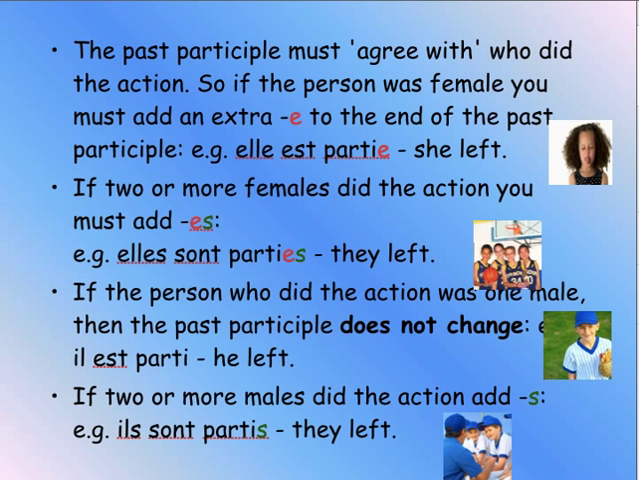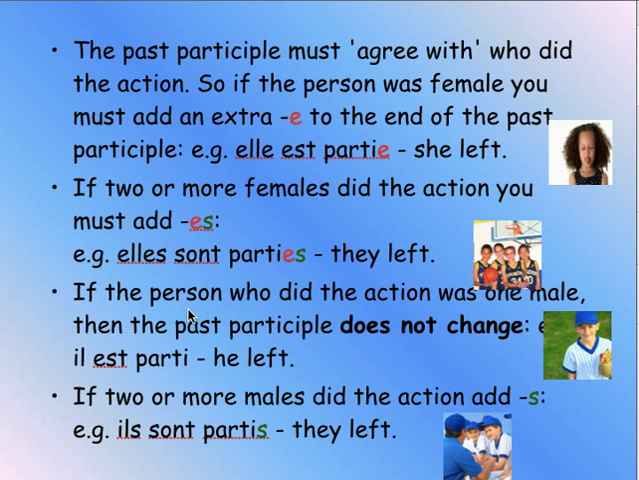Right, ladies and gents. The past participle, with être, must agree with who did the action. So if the person was female, you must add an extra E to the end of the past participle. For example, elle est partie, she left. Notice the E there. If two or more females did the action, you must add ES. Elles sont parties. They left.